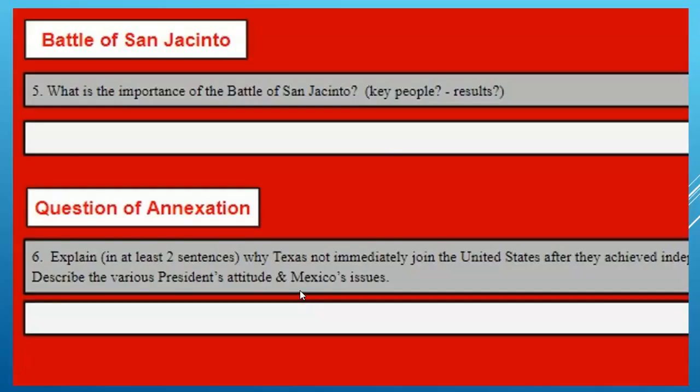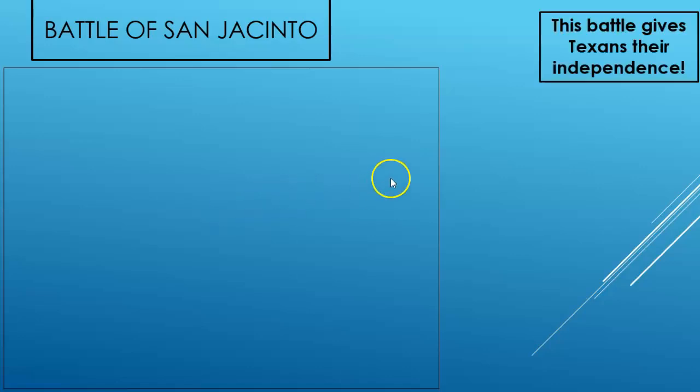So the last questions here are, what's the importance of the Battle of San Jacinto? And then why does Texas not join the United States immediately? They're actually their own independent country for 9 years. So the Battle of San Jacinto is the opposite of Gonzales. It is the last battle in the Texan independence movement, and it occurs about 5 or 6 weeks after the Battle of the Alamo. And so the Texans are able to win this battle, even though they're actually outnumbered.